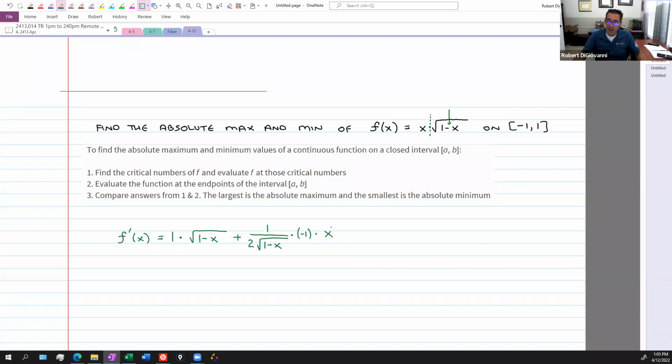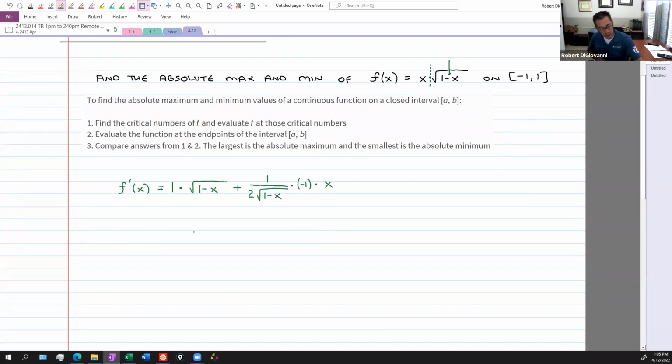And now I have to actually do something with this. So I'm going to have to clean this up. I'm going to just rewrite it first. Okay, I got rid of that 1. Let me bring this -1 and this x, I'm going to put it on top here. And I'm going to make that just a -x on top over 2 square root of 1 minus x. Please do not hesitate to stop me if you have any questions. Okay. That's my derivative cleaned up.